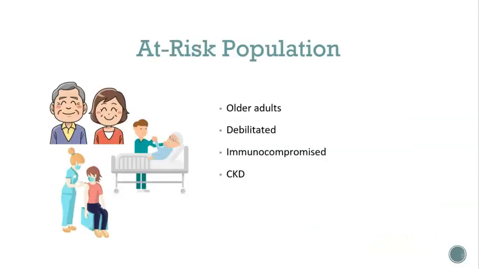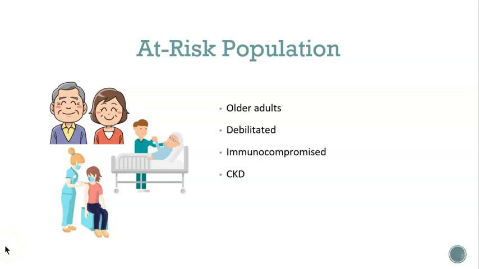Populations at risk for UTIs include older adults, and that is due to things like BPH, incontinence, urinary retention, or poor perineal hygiene. Debilitated patients. A lot of times they may use chronic catheters or because of limitations may have poor perineal hygiene. Immunocompromised patients are at risk for all types of infections. And lastly, chronic kidney disease patients.